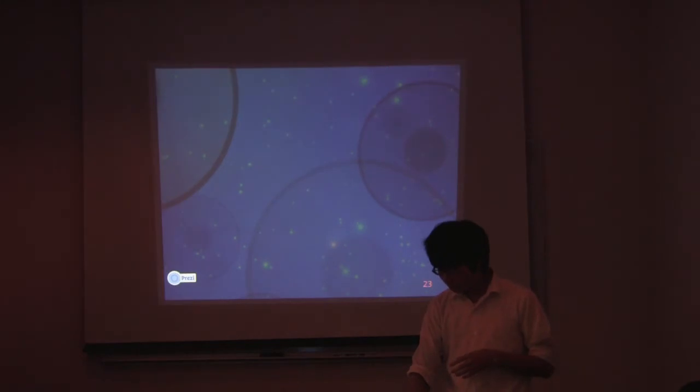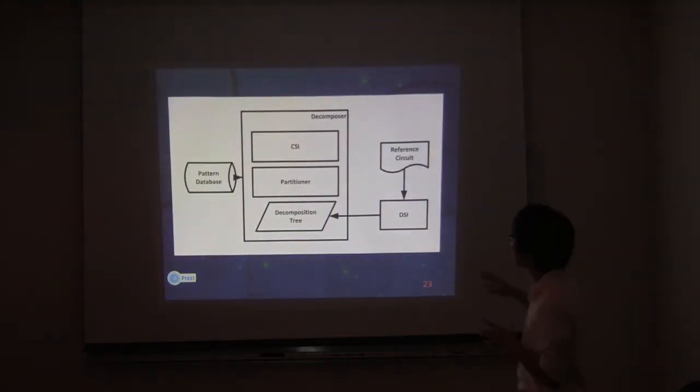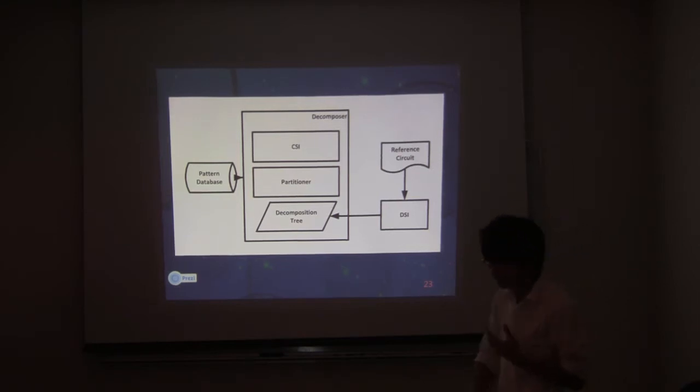So the overall flow of this is that the pattern database is decomposed by the decomposer as an offline step. So this is not part of the matching. Once the patterns have all been decomposed, it is stored in the decomposition tree where it is used to try and find a match between the reference and the possible patterns in there.